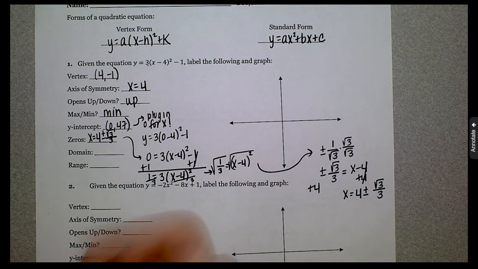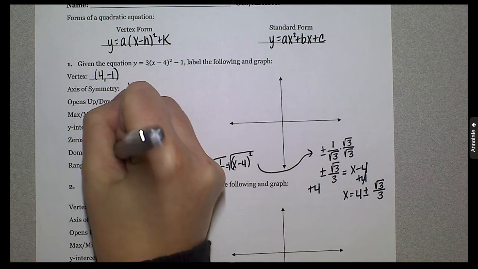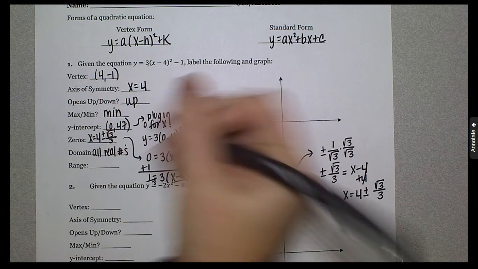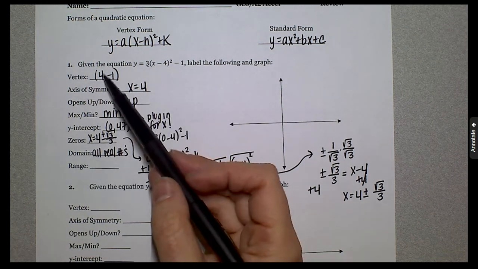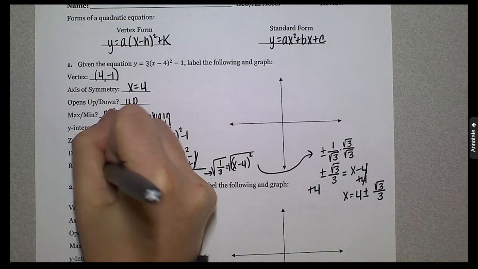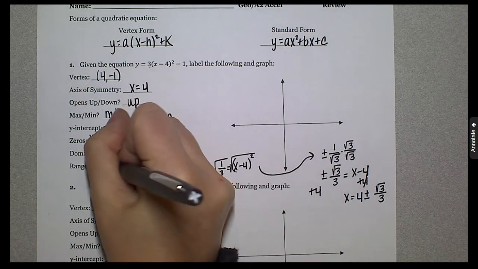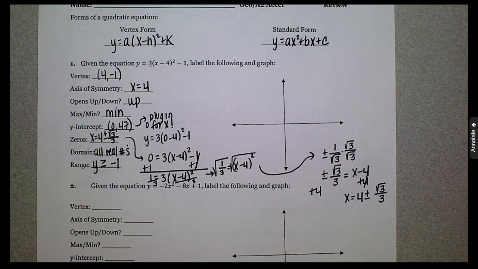And then I can actually answer all these without even a graph yet. The domain is all real numbers. There's no restrictions. And the range, since it opens up, that means the vertex is the minimum. Everything's above it. It would be y is greater than or equal to, and you just take the y from the actual vertex.